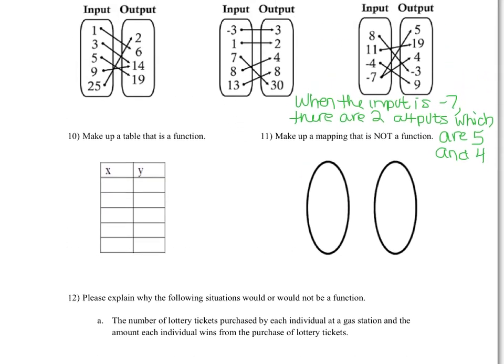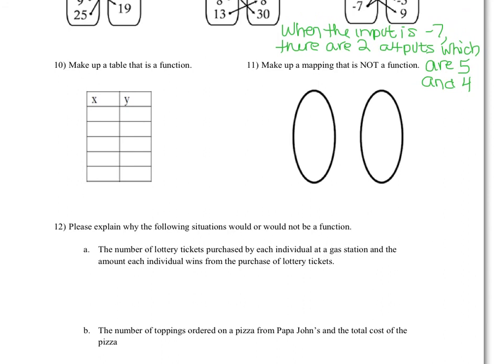For question 10, they ask you to make up a table that is a function. So your answer is obviously going to be varying and different from mine. But basically, I just want to make sure that I only write one x for each box and my x doesn't repeat. So I might say 0, 1, 2, 3, 4. And my y's could be 1, 2, 3, 4, 5. For every x, there's only one y.